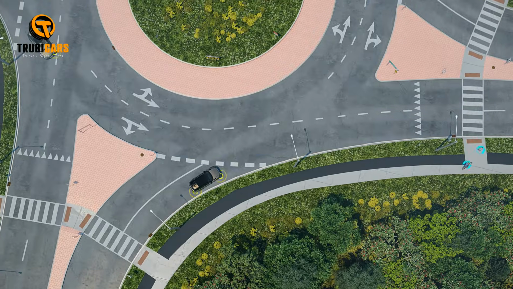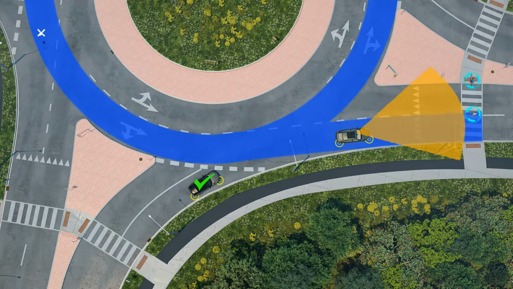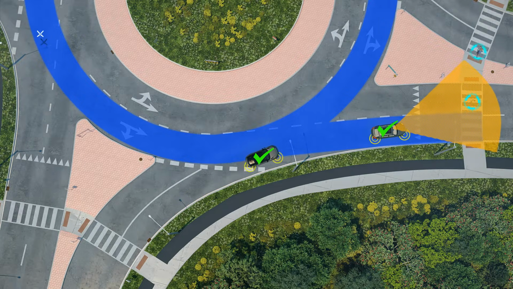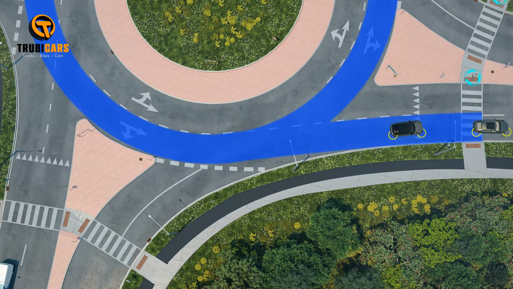Use your right turn signal when in the roundabout until you have exited the roundabout. Scan for pedestrians and cyclists at crosswalks and at the entrance and exits of the roundabout. Exit the roundabout using the right lane.